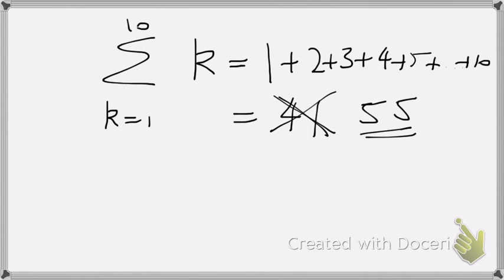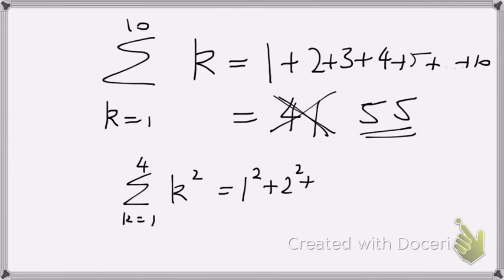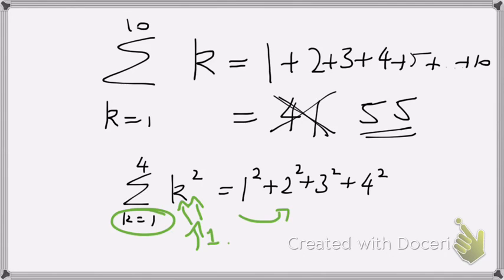I could do a similar sum, so I might want to sum up some squares from k equals 1 to 4. That would be the sum of 1 squared plus 2 squared plus 3 squared plus 4 squared. I don't need to start at 1 every time, but you tend to start at either 1 or 0. The only thing is that your input into k only goes up by 1 every time. That's a definitional component of the sigma notation.